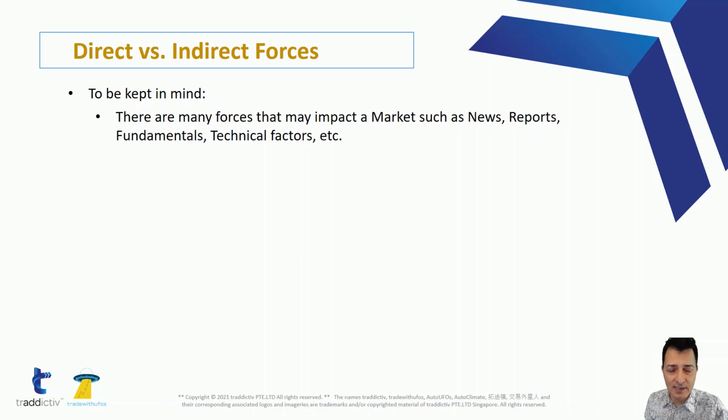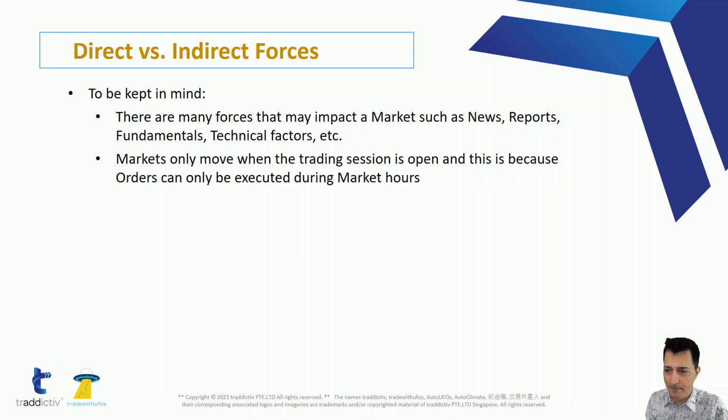Then I would point at the tsunami in Japan that took place years and years ago. And you may say, wait a minute, when the tsunami in Japan took place, the Japanese market moved a lot. So the reason why the market moved was the tsunami in Japan, right? So news, reports, fundamentals, of course, they may impact a market, okay? But here's the key. Markets only move when the trading session is open. And this is only because the orders cannot be filled if the market is closed. Orders can only be executed during market hours, when the markets are open.